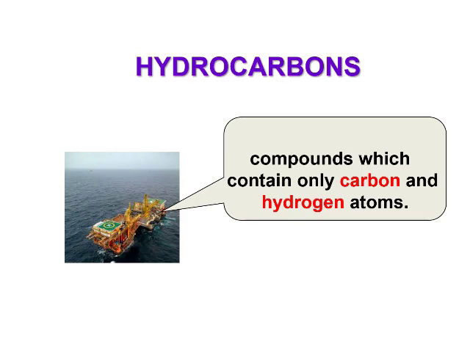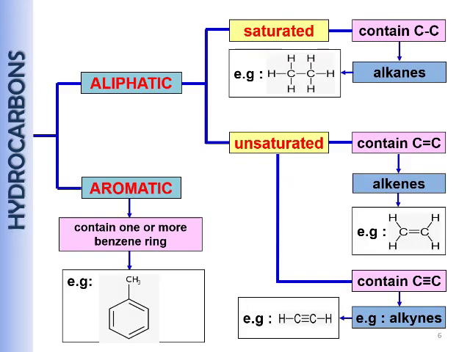Hydrocarbons. What is hydrocarbons? Hydrocarbons are compounds which contain only carbon and hydrogen atoms. Hydrocarbons are divided by two, aliphatic and aromatic. For aliphatic, we have saturated and unsaturated.